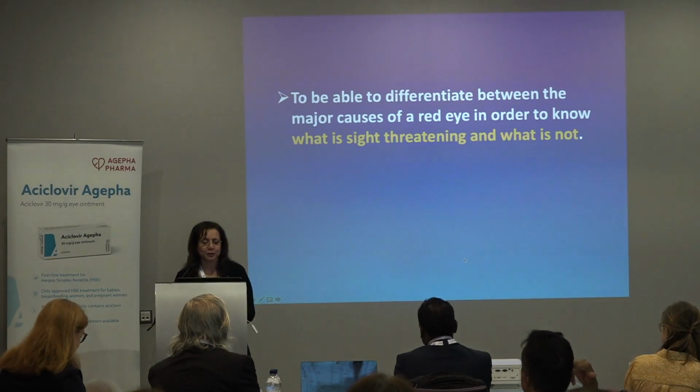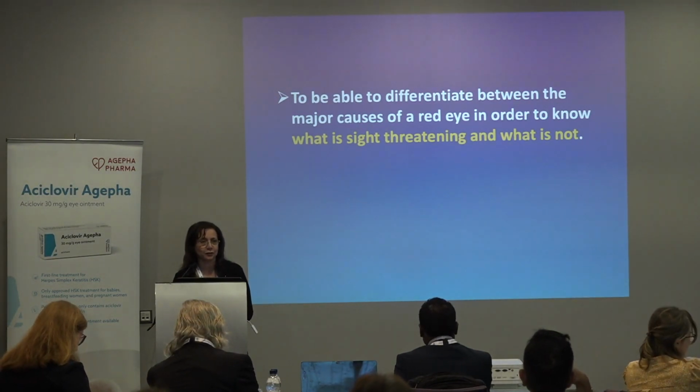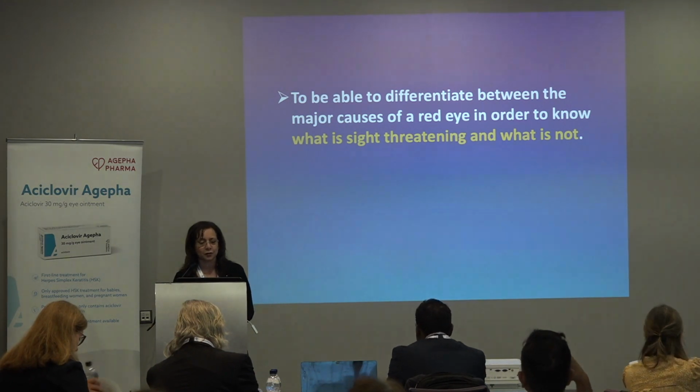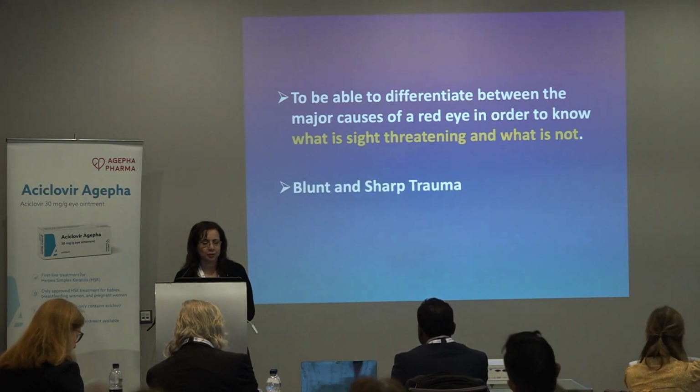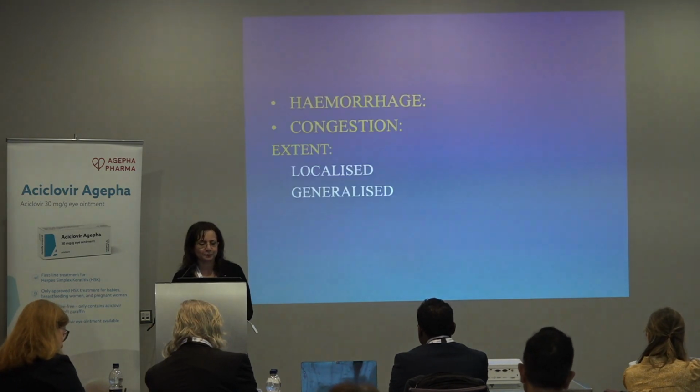So the aim of this talk is really to be able to differentiate between major causes of red eye and to know what's sight-threatening, which will require referral or urgent treatment, and what is not. I'm going to touch upon blunt and sharp trauma, and I also speak a bit about chemical burn.